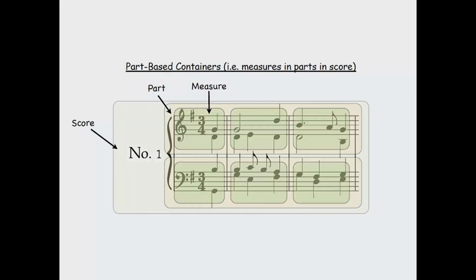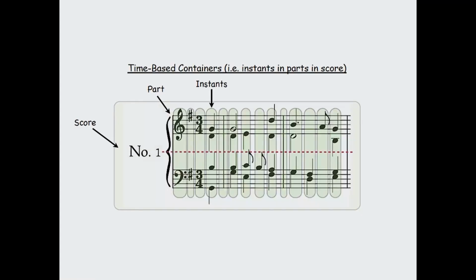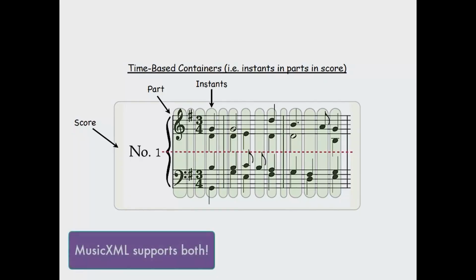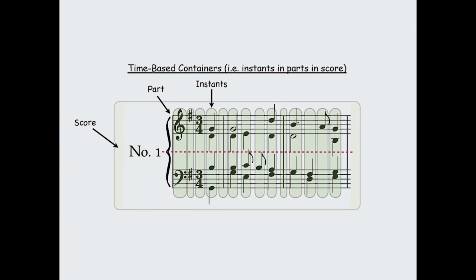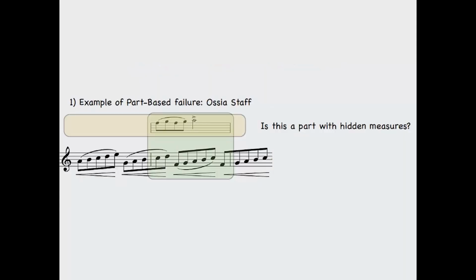So, which is better, part-based containers or time-based containers? Each of these formats has their own positive things and drawbacks. As I said, part-based containers make it very easy for us to follow an entire part from beginning to end, an entire line from beginning to end. Time-based containers let us see what chords are happening in a certain moment, but very hard to follow melody.